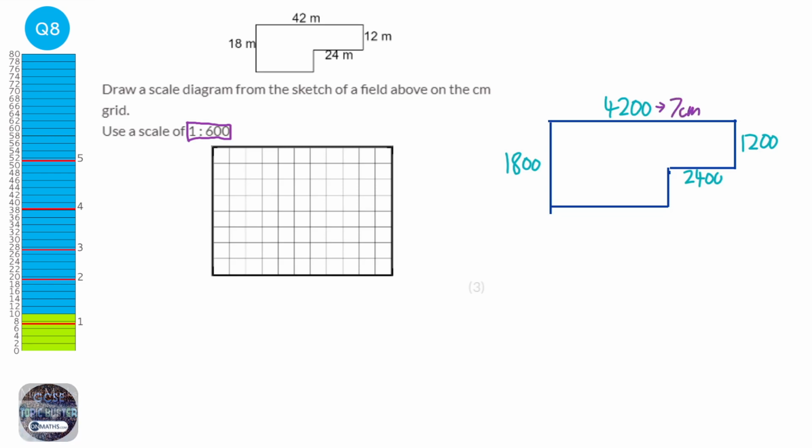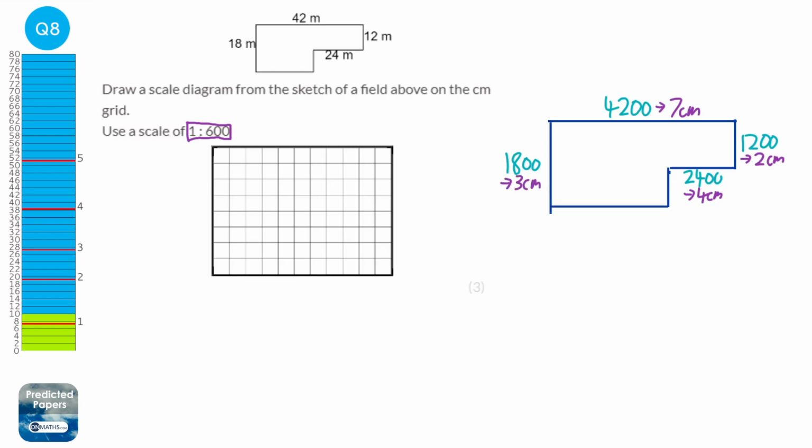1,200 divided by 600 is going to be 2. So that's going to be 2 centimetres on our diagram. 2,400 is obviously going to be 4 centimetres. And 1,800 divided by 600 is obviously going to be 3. So it's going to be 3 centimetres. So now we know what it's going to be on our diagram.